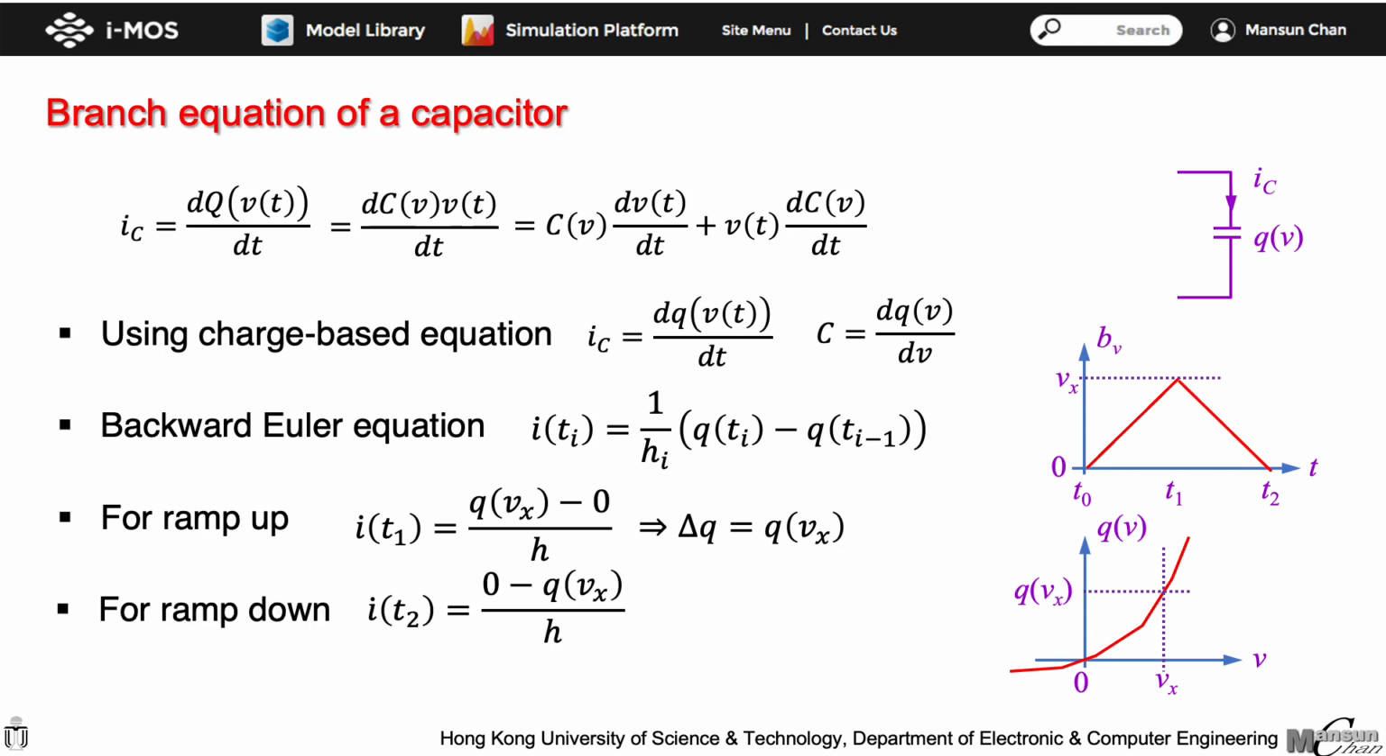After ramp down at time t2, the branch current at time t2 is given here. We can see that the charge increment is just minus QVx. As the charge is directly expressed in terms of voltage, the same increment of charge is guaranteed with the same incremental voltage. So, the implementation guaranteed the conservation of charge. As a result, a capacitor should be thought of as a charge storage element instead of a capacitor in circuit sense.